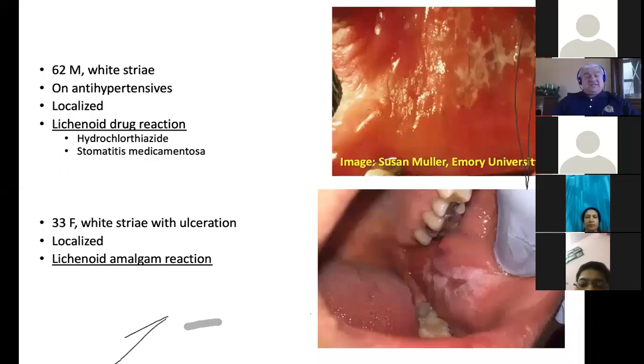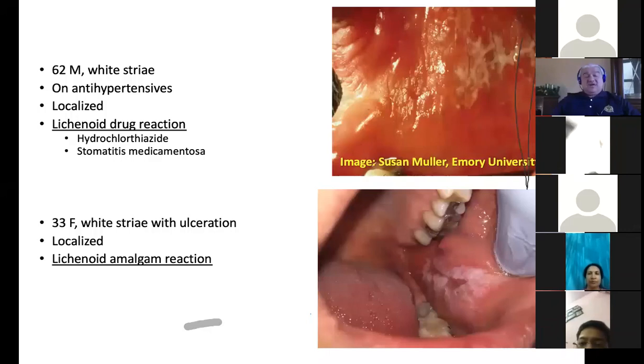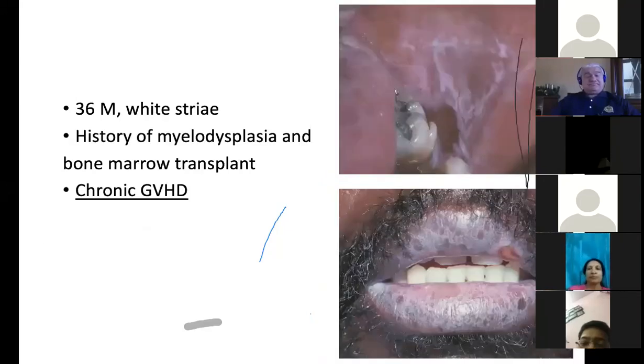And then the bottom case, again, this was a presentation only in the left posterior buccal mucosa in relation to those old heavy amalgam restorations on those maxillary molar teeth. And so it was very localized. And so this was diagnosed as a lichenoid amalgam reaction. I do have biopsy findings on this, and I will be talking about that pretty soon.